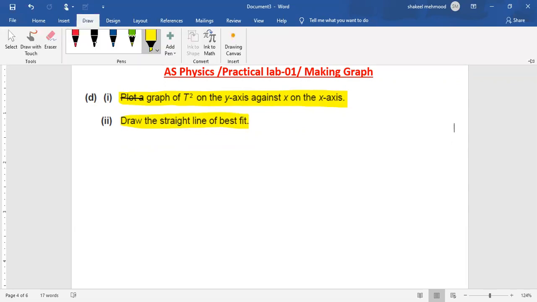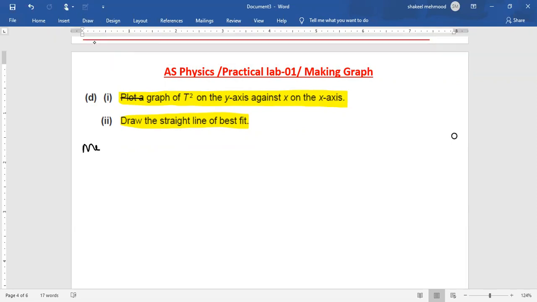Before we move to the graph, let me tell you the method, or the steps, to plot a graph accurately.